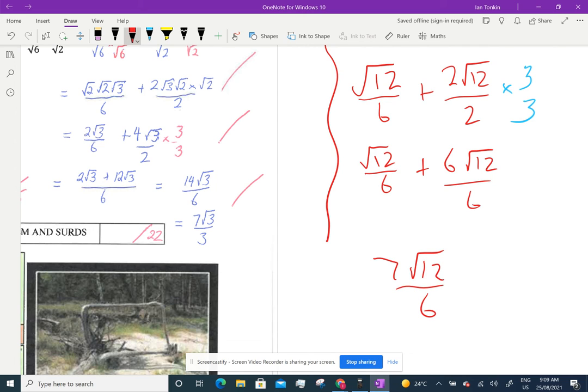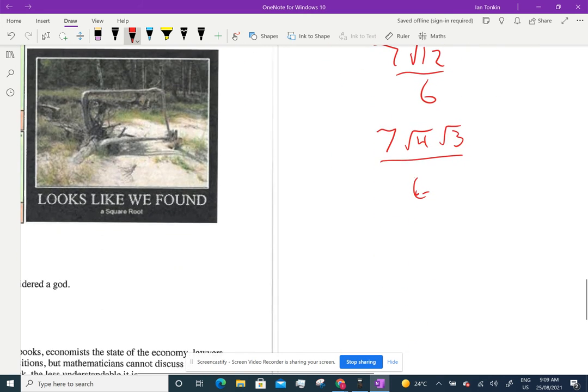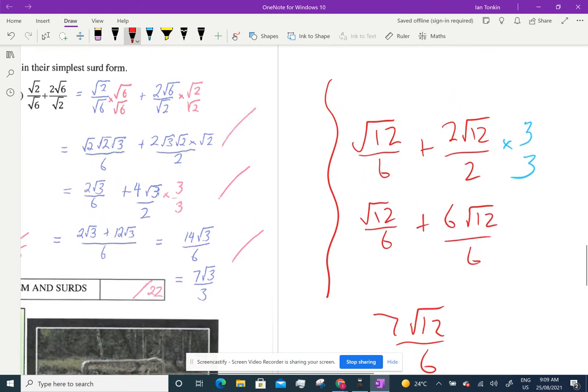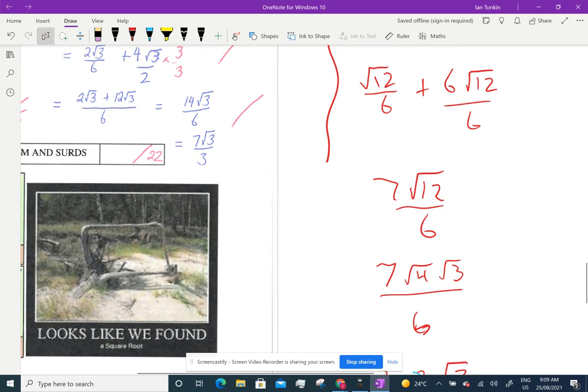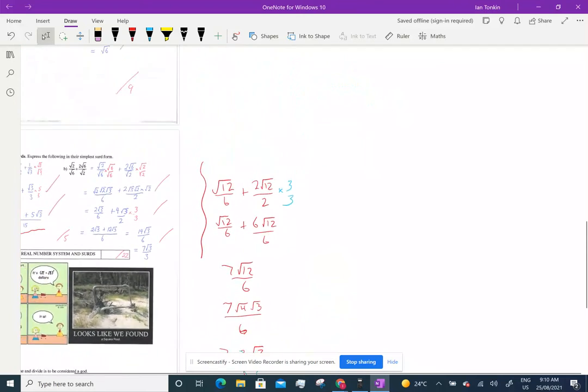Well, you're almost there. You're almost there. But remember, you can simplify root 12 as root 4, root 3 on 6, and 7 times, I'm going to leave that 2 there, I'm not going to write it, on 6. And of course, 2 goes into 6 3 times, and you get the answer of 7 root 3 on 3. So if you got 7 root 12 on 6, I think I gave you 2 marks. You might have got, but you needed to bring that root 12 down.